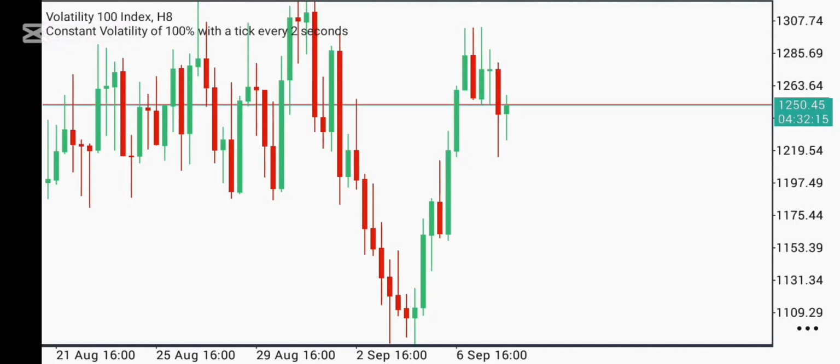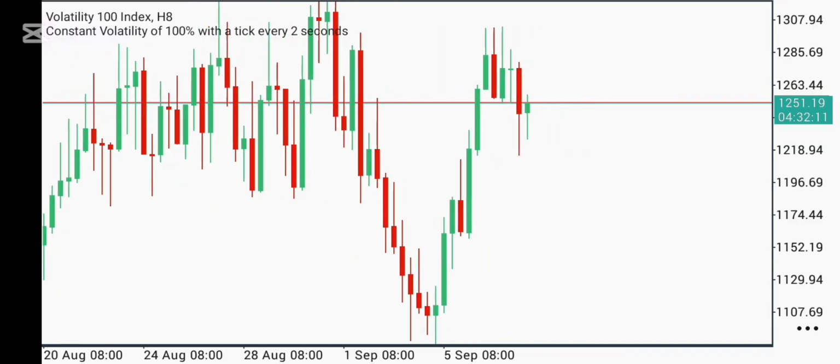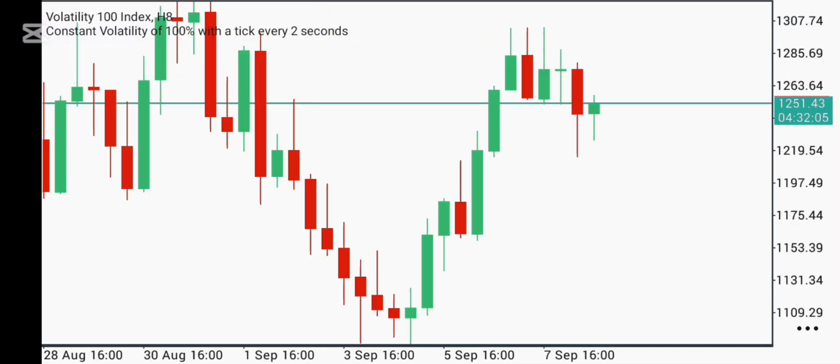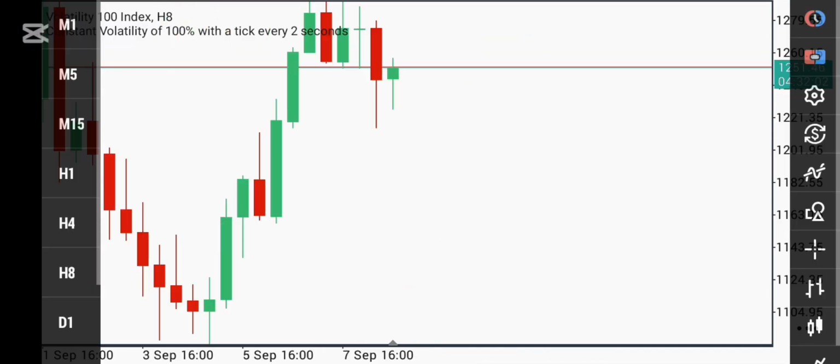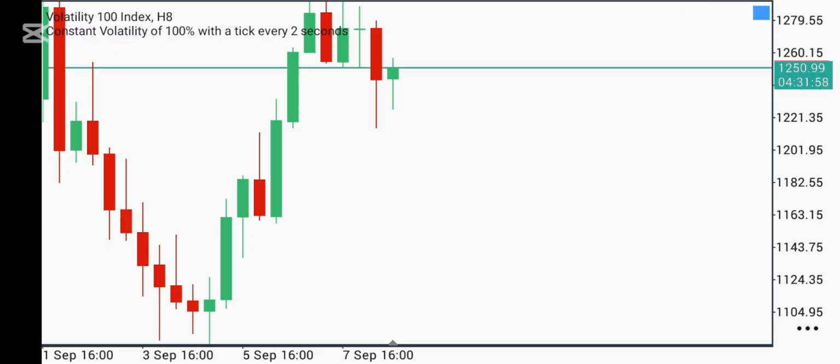Let's take some sales. Today's video I'm going to teach you how to use zones to scalp. This is the 8 hours time frame on volatility 100, and you can see what the market is doing at this zone. See the tiny zone there. How do you know a zone?